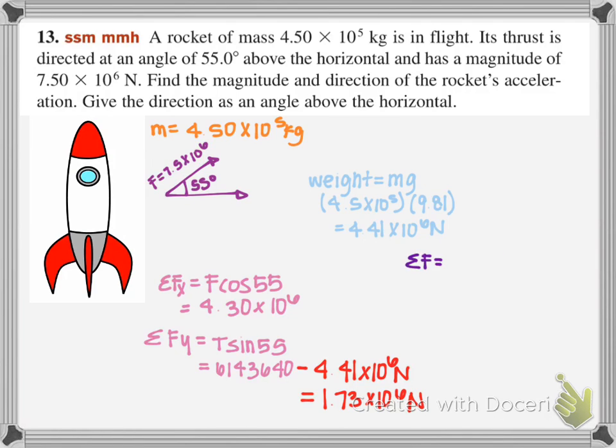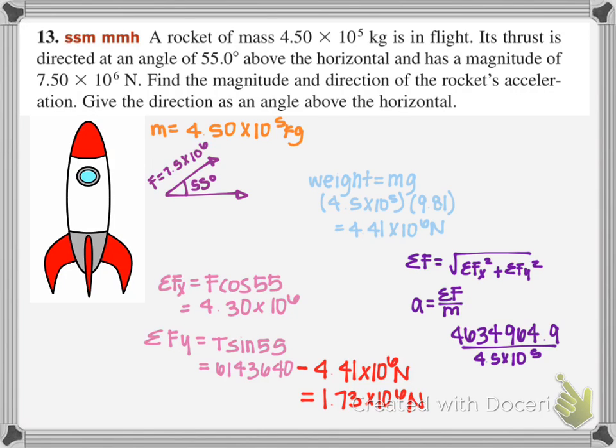Using your x and your y, use the Pythagorean theorem to find your net force. Your net force is equal to 4,634,964.9. And when you divide that by your mass of 4.5 times 10 to the 5th, you get your acceleration, which is equal to 10.3 meters per second squared.